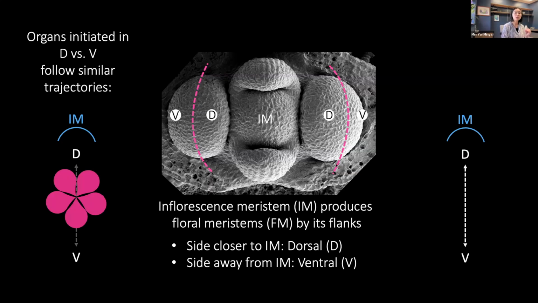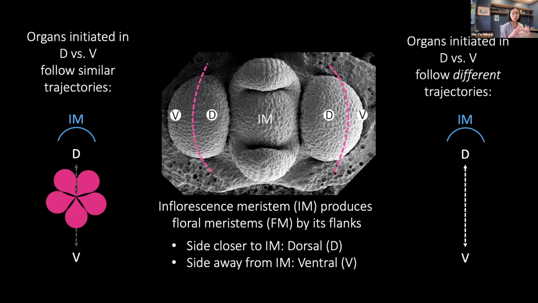But in some other species, the cells react according to their relative position. So the organs initiated in the dorsal versus ventral follow different developmental trajectories. Therefore, symmetry breaking occurs, resulting in a bilaterally symmetric flower.